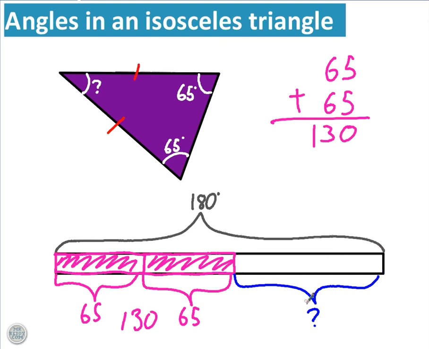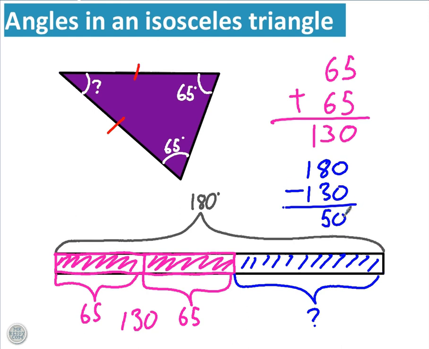And now to find the blue angle, the remaining angle, I can do 180 take away 130, and that gives me 50 degrees. So this missing angle must have been 50. Let's check that they all make 180. If you add all three angles together, then yeah, you'll get back up to 180. So 50 degrees must have been our missing angle.